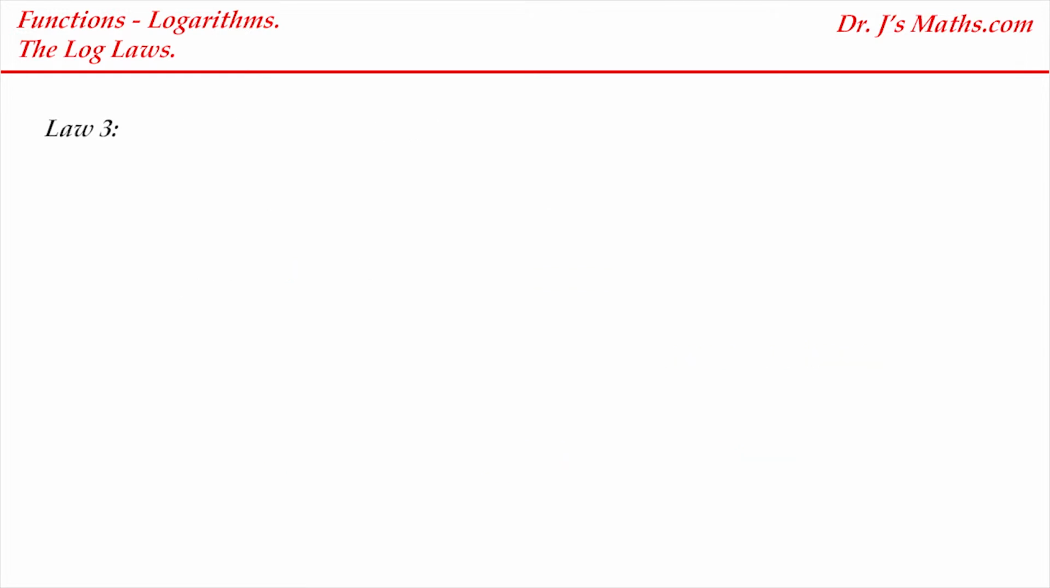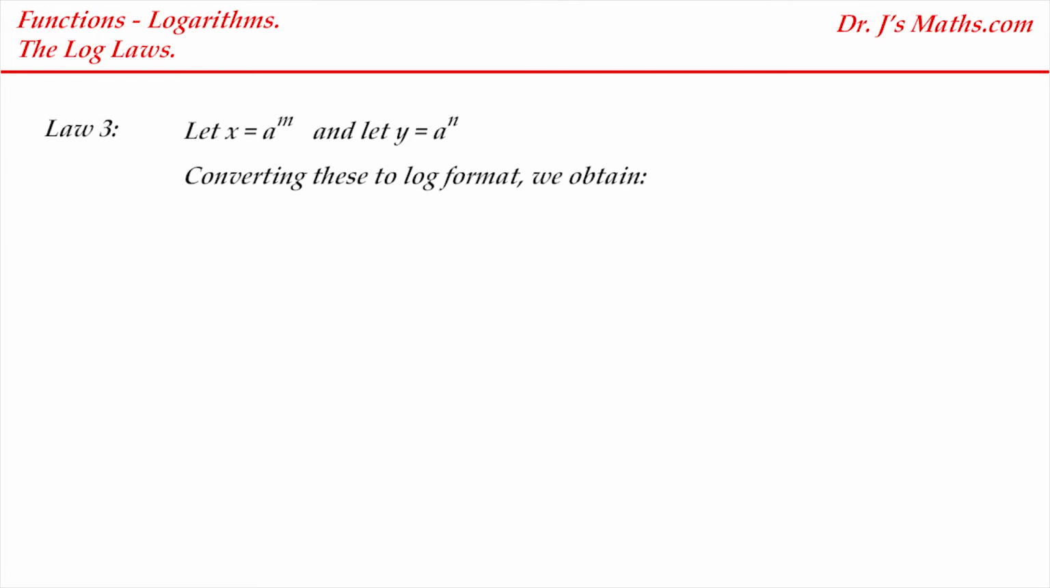For law 3, we're going to let x is equal to a to the m, and we're going to let y is equal to a to the n. Converting these two to log format, we obtain log x to the base a is equal to m, and log y to the base a is equal to n. Now we add those two together and we have m plus n, and that's going to equal log x to the base a plus log y to the base a.